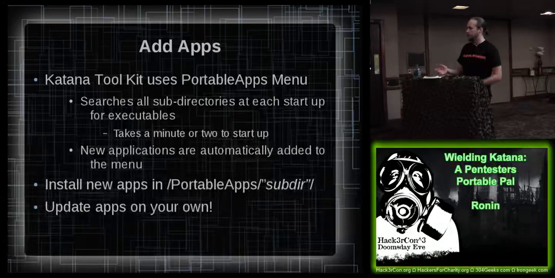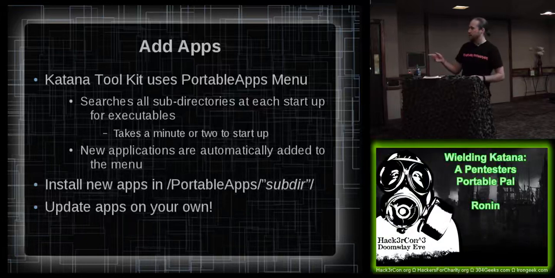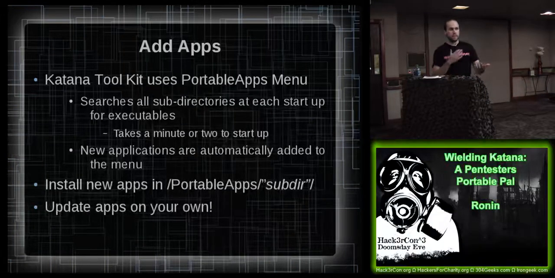And what the portable apps menu does is every time it starts up, you'll notice sometimes there's a little lag, there's a little loading bar, which is great because the first version didn't have a loading bar, so it just looked like it was hanging for a while, and they added that in. It dynamically goes through each subdirectory and scans for binaries. And if it finds a new binary, it pops it into the menu. The old ones it's already found, it knows where to place them.